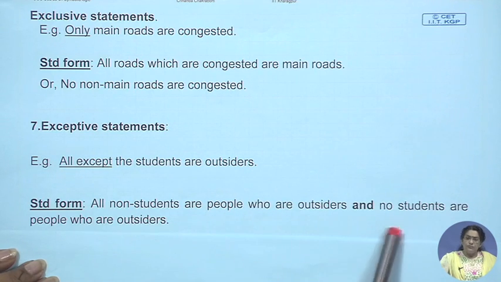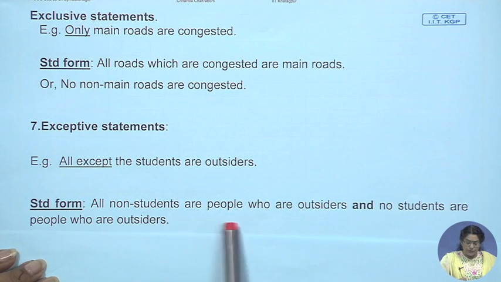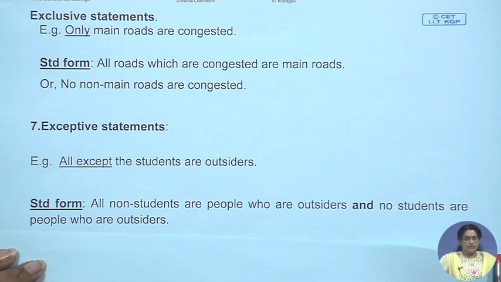So, you can join it like so: all non-students are people who are outsiders and no students are people who are outsiders. This is just to show you that there is a mechanism which works like this to bring many more propositions into categorical logic. And I have shown you some of the mechanisms of how to do this. This requires practice and a knowledge of the language, right. You have to understand and feel the language so that you can translate it back into the logical language.